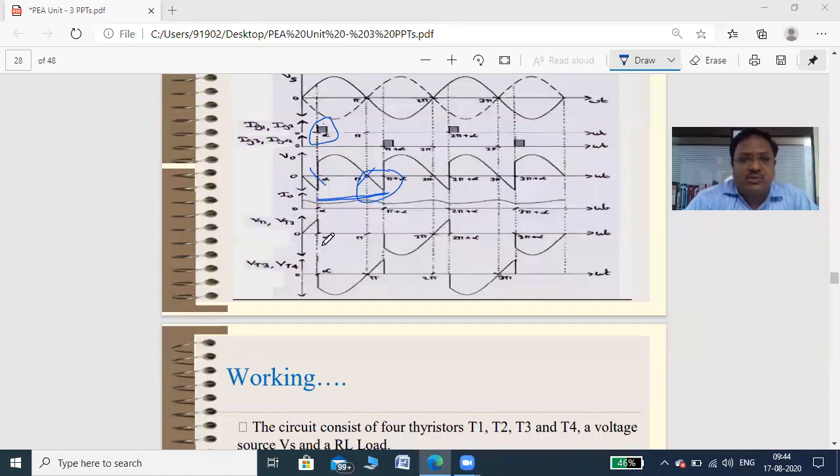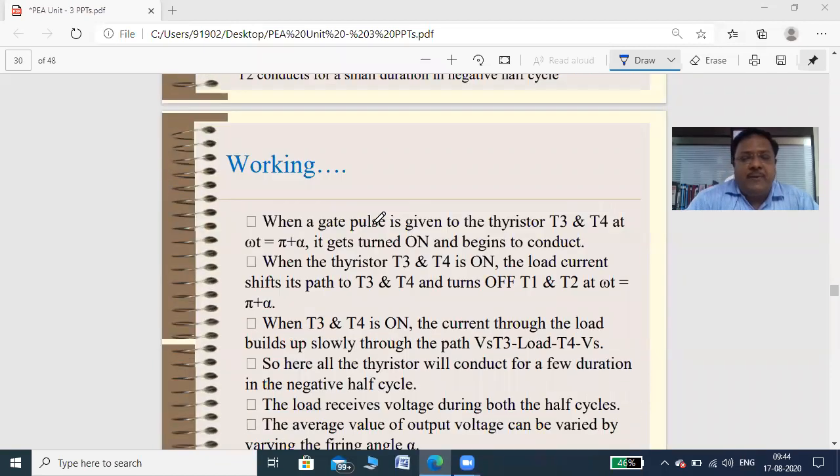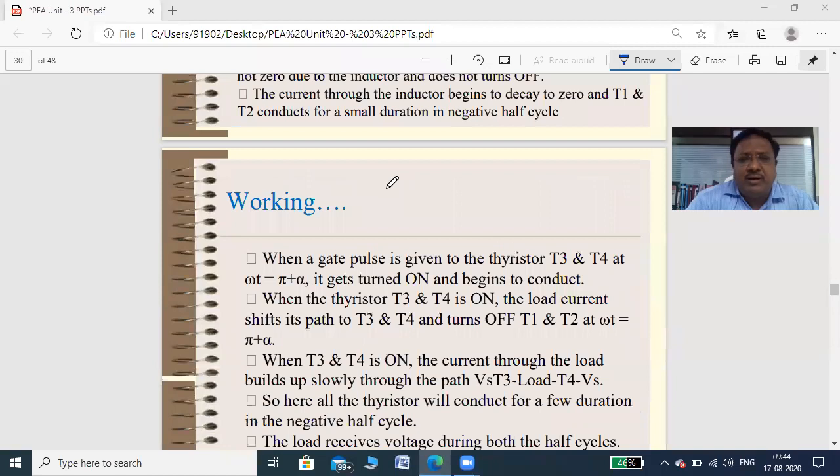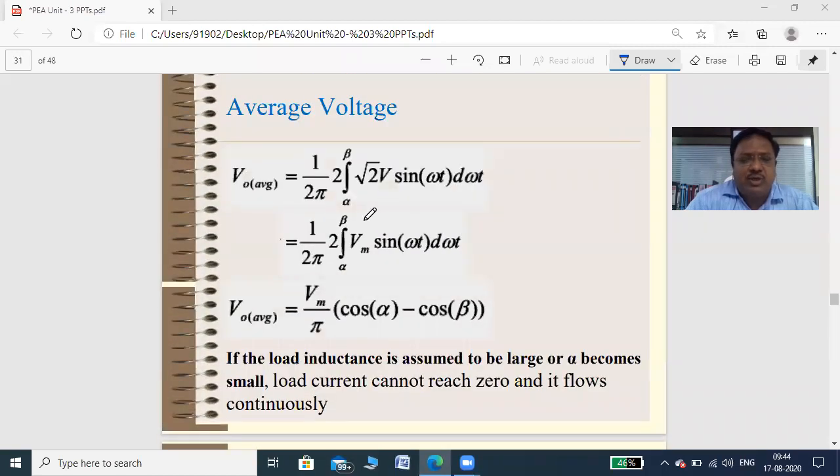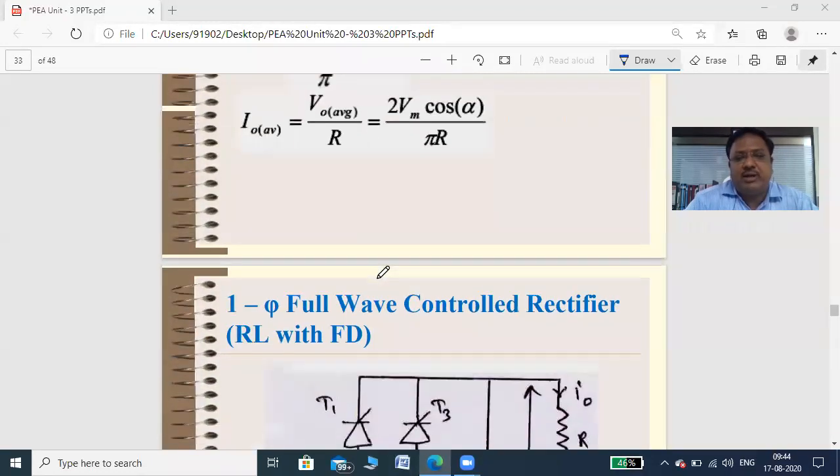Load current is continuous. This is the same waveform as the previous one, that is the voltage across SCRs, right? Then this is also completed in the last lecture. I'm just revising or repeating the same thing because many students are not attending the regular lecture, so that they should understand what we have seen in this topic.